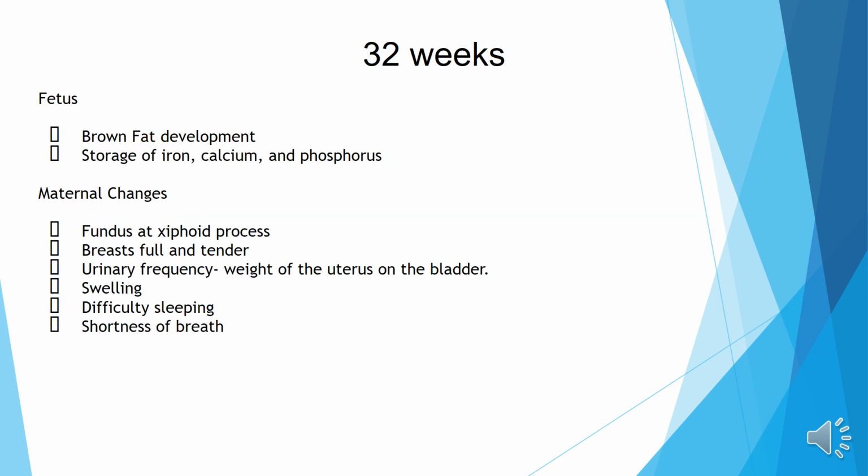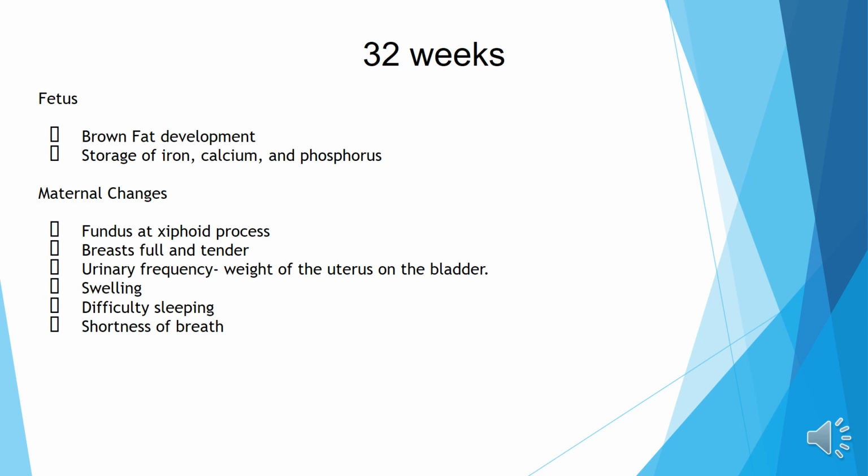At 32 weeks, the fetus's brown fat is beginning to develop. There's a storage of iron and calcium and phosphorus beginning to build up. In terms of the maternal changes, the fundus is at the xiphoid process, so you're pretty pregnant at this point. Breasts are full and can tend to be a little bit tender. Urinary frequency is a problem, not due to the hormones anymore, but due to the weight of the uterus on the bladder. That baby can be kicking that bladder and causing trouble.